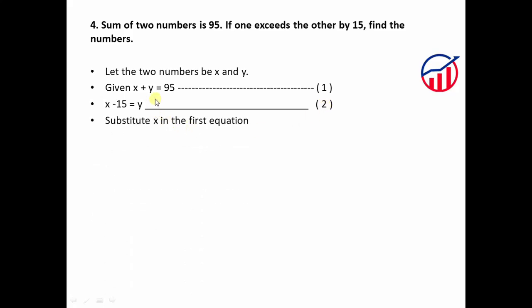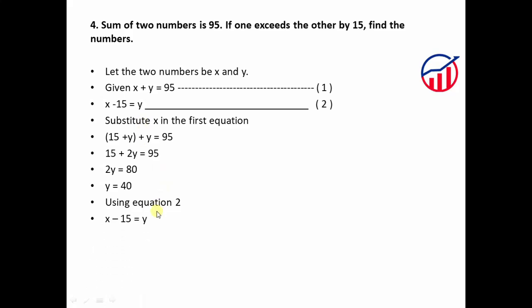So substituting x in the first equation. What you are going to do is you are going to substitute the value of x in the first equation. We get what? X is nothing but 15 plus y, because 15 is going to come over here, plus y is 95. So solving it down further, 15 plus 2y is 95. You get 2y is 80. How 80? 95 minus 15. So y is 40. So using the second equation, we know the value of y is 40. So x minus 15 is equal to y, which is 40. So x is nothing but 40, this minus 15 will come over here as plus 15, and you get x as 55. So the numbers are 55 and 40.